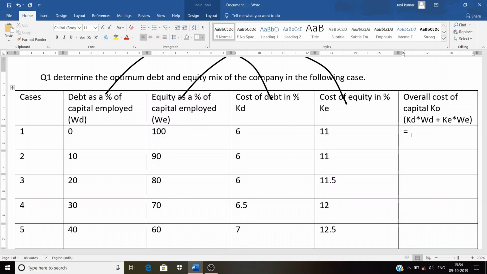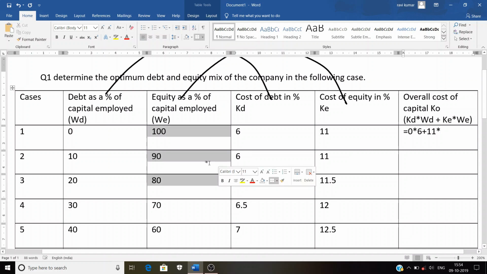So let's multiply. In the first case we have weight of debt as 0 and cost of debt is 6, plus cost of equity is 11, multiplied by weight of equity, which is 100. Because this 100 is a percentage of capital employed, we will write 1.